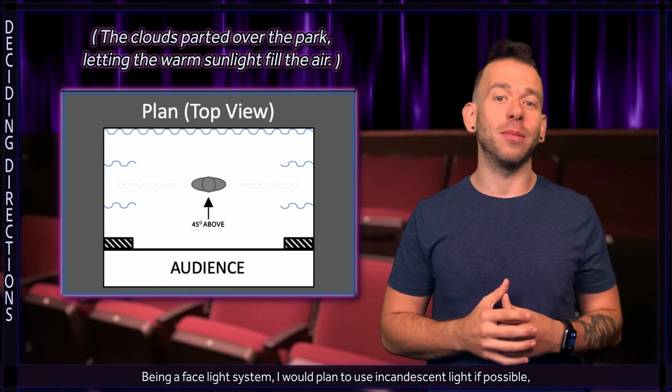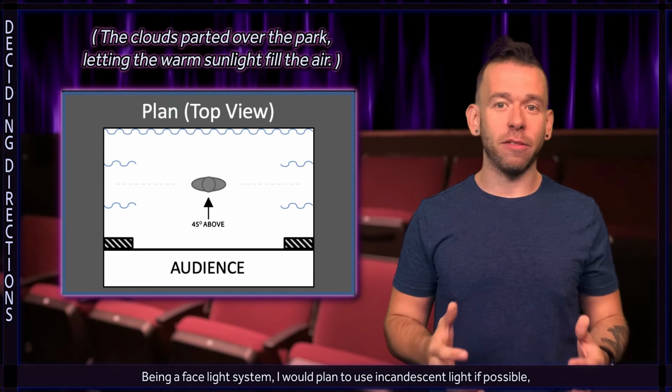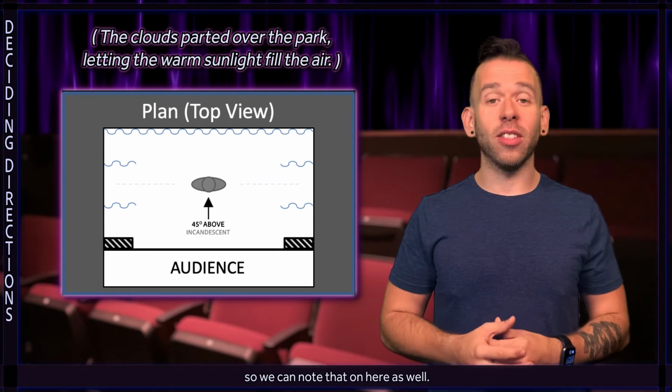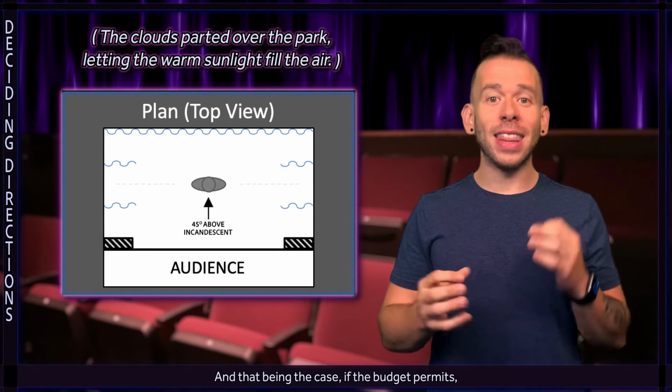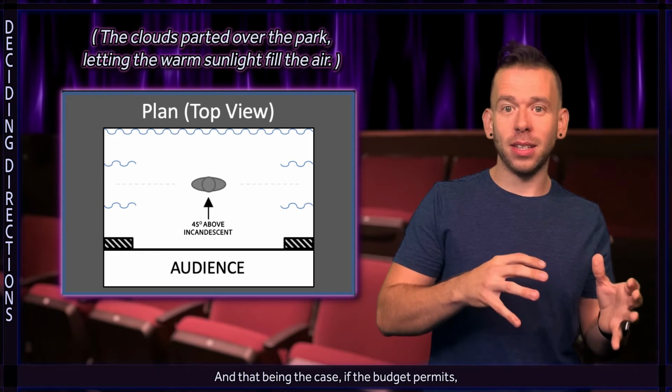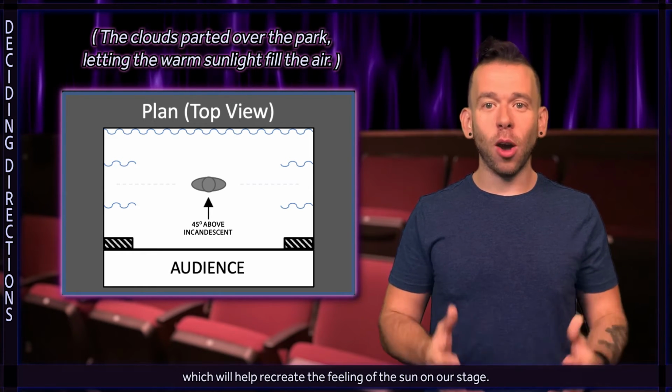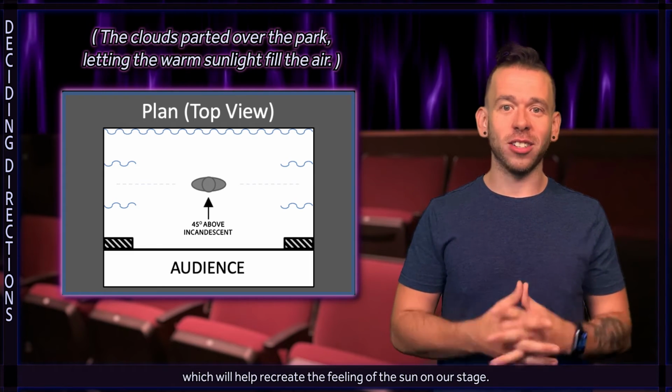Being a face light system, I would plan to use incandescent light if possible, to help bring out the warm glow. So we can note on here that as well. And that being the case, if the budget permits, I want to identify the gel color that we will use for that system, which will help recreate the feeling of the sun on our stage.